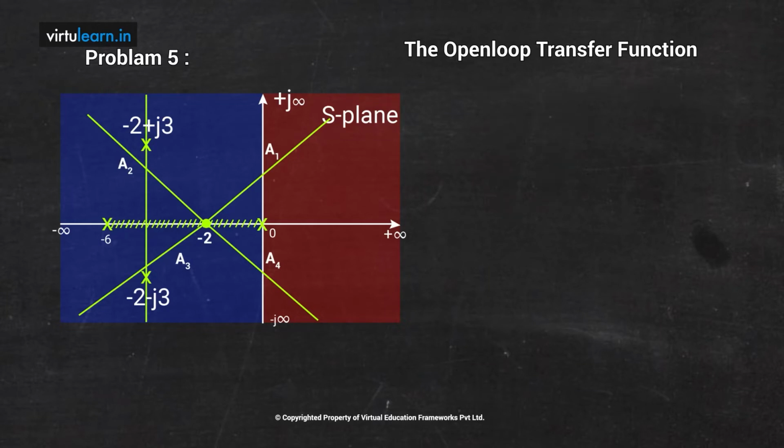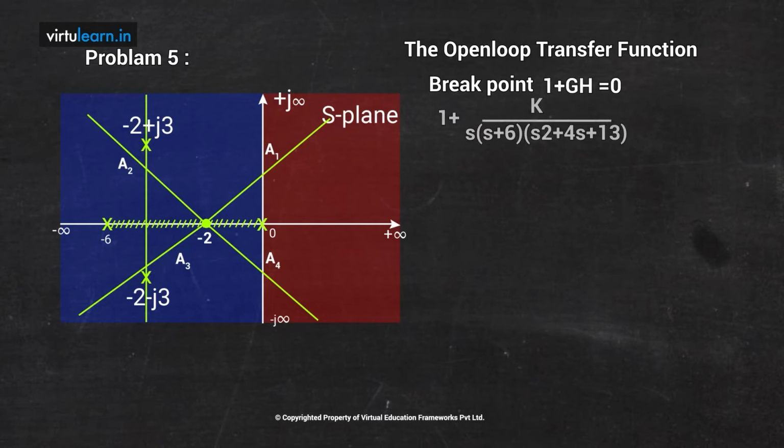Next, in step 4 we need to calculate breakpoints. When calculating breakpoints, let us take the characteristic equation 1 + GH = 0, that is 1 + K by s into (s + 6) into (s² + 4s + 13). If you write K as a function of s, you will get K = -(s⁴ + 10s³ + 37s² + 78s). Then dK/ds is equal to 0.